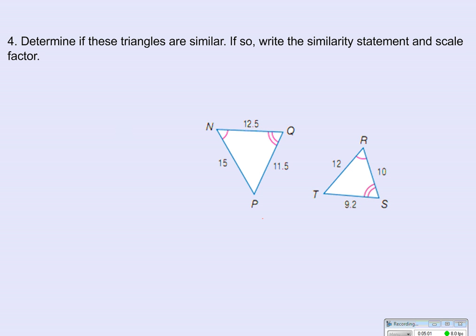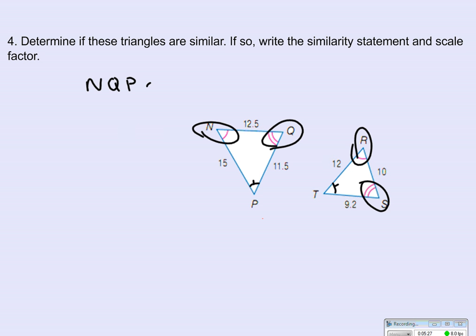Determine if these triangles are similar. If so, write the similarity statement and scale factor. Okay, so these two are obviously congruent. These two are obviously congruent. So that means P and T have to be congruent if those are truly triangles. So we're off to a good start. All the corresponding angles would be congruent, okay? So if I'm going to say that triangle NQP would be similar to triangle RST. So far with the angles, we're good.